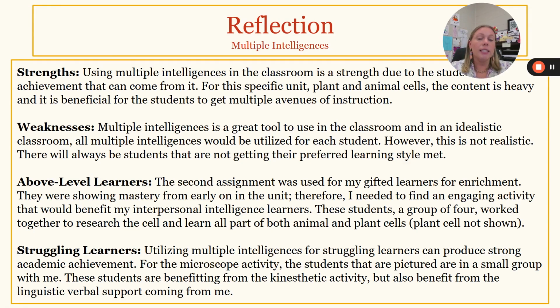The second assignment was used for my gifted learners for enrichment. They were showing mastery from early on in the unit. Therefore, I needed to find an engaging activity that would benefit my spatial intelligence learners. These students, a group of 4, worked together to research the cell and learn all parts of both animal and plant cells. Utilizing multiple intelligences for struggling learners can produce strong academic achievement.